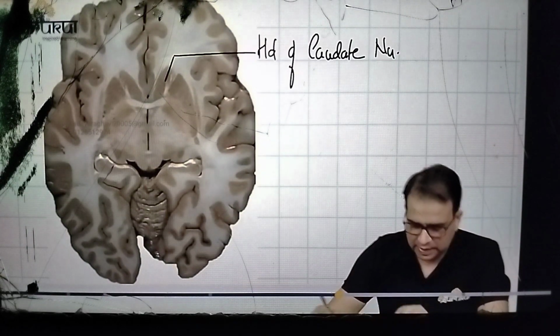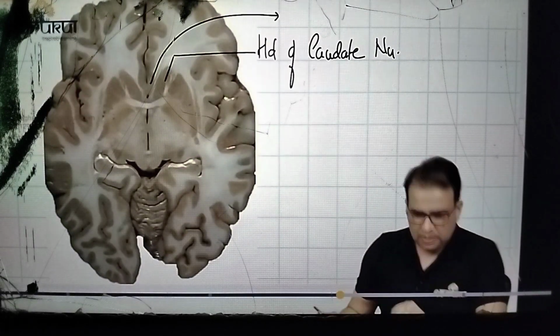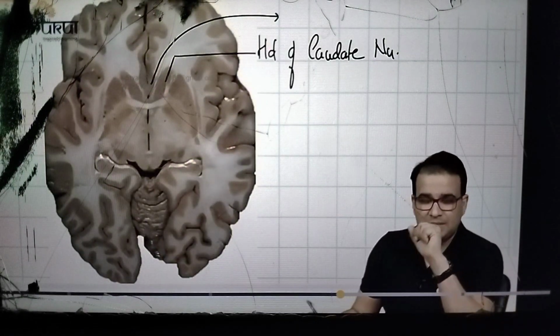That's the head of the caudate nucleus. And look at this gray matter here. What, according to you, could this gray matter be? This gray matter, guys, is actually the cingulate gyrus. That is the cingulate gyrus. Now let me just try to give you orientation around it.